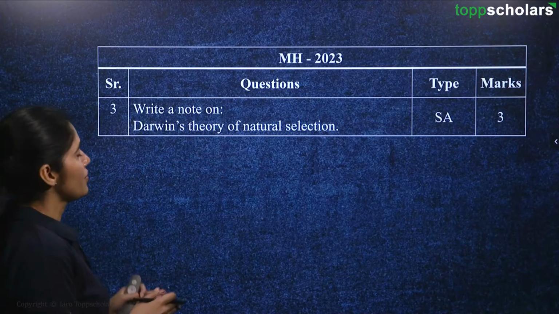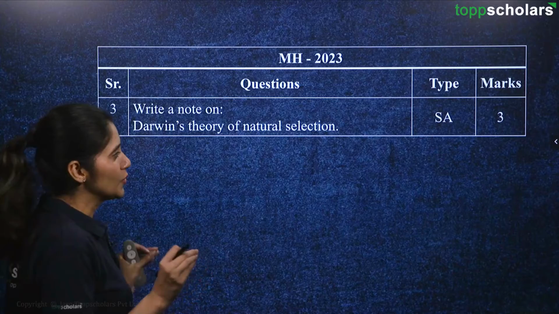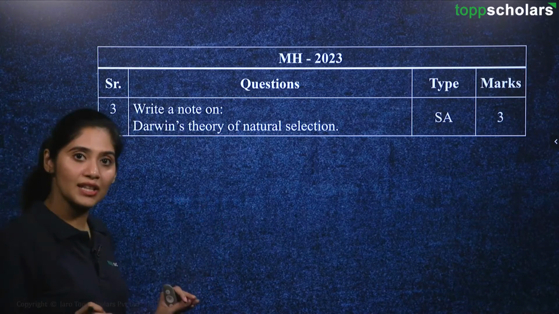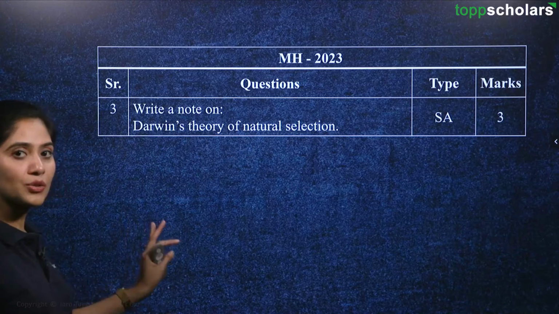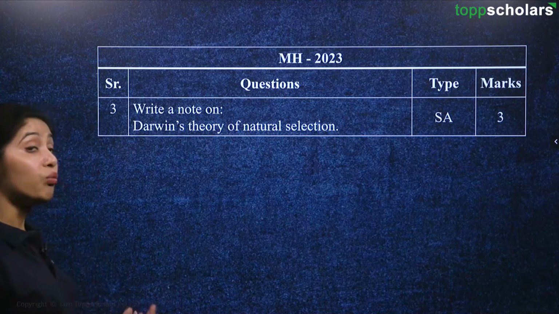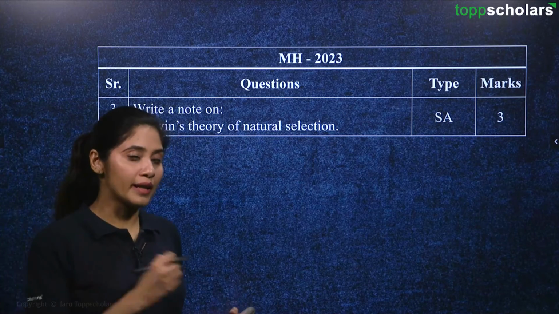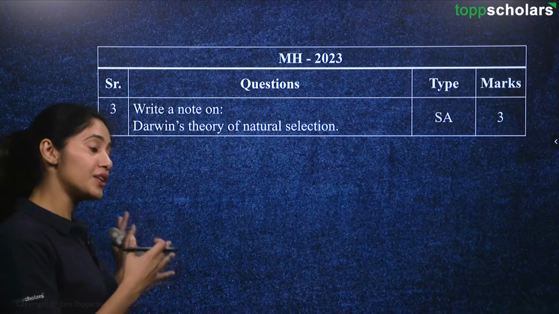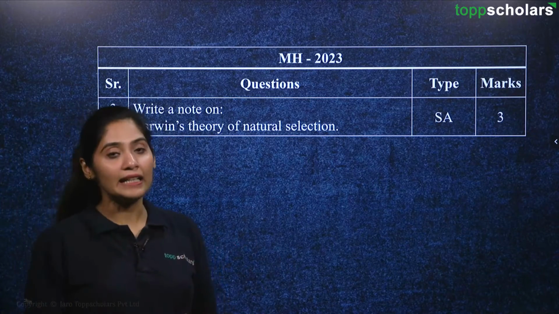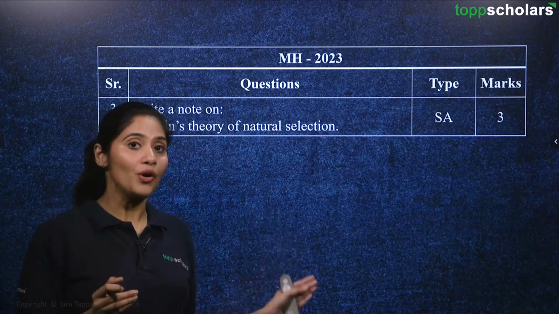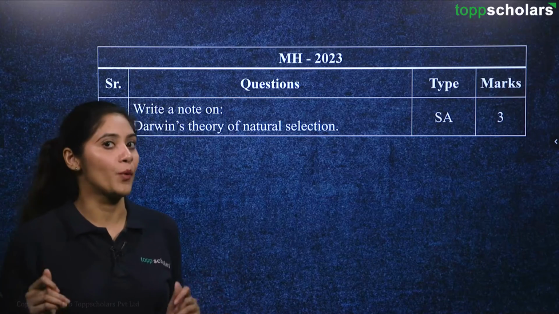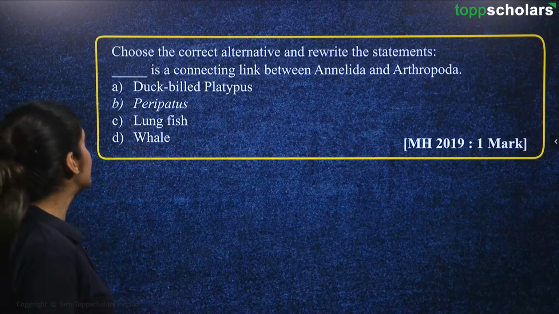Now, last question from 2023. This is also a short answer type question. Write a note on Darwin's theory of natural selection. When we answer this question about Darwin's theory of natural selection, we will be able to answer what objections were also raised against it. So, let's move on to the detailed solution of some of these questions which are extremely important from the exam point of view. Let's see the first one.